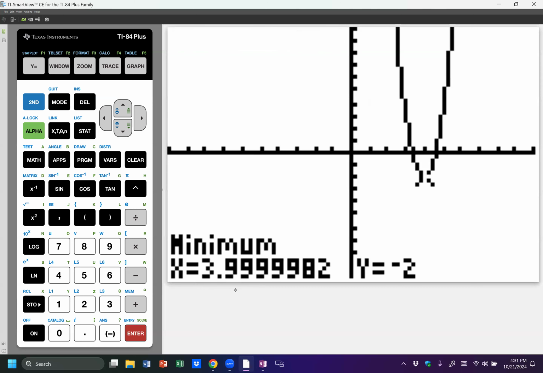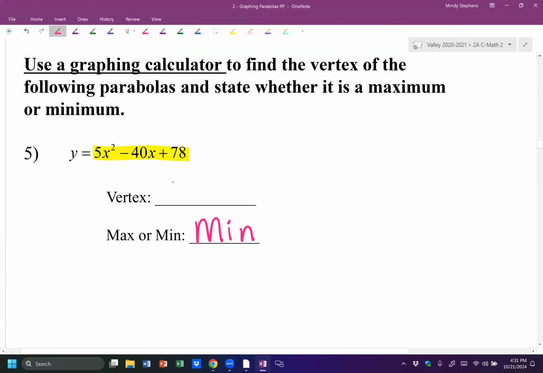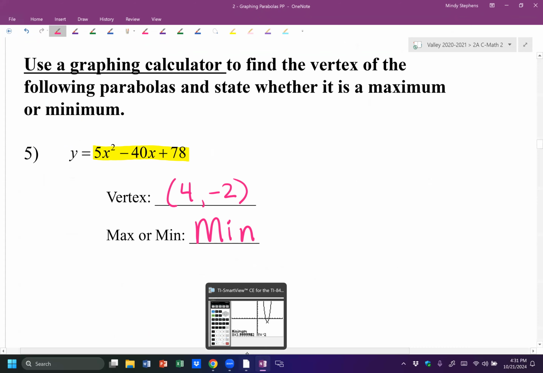So mine says 3.999. Yours might already say 4 automatically. So if you get 3.999, you can write 4 or you could write 3.99. Either of them would be fine. So I'm going to say 4, -2 for my minimum. So 4, -2. So that's my minimum. And that's it. We're done with that one.